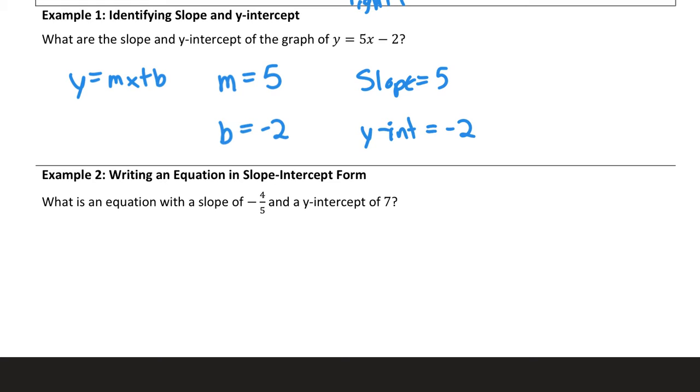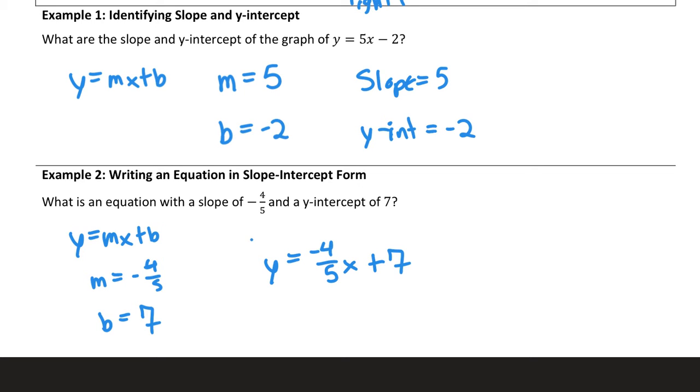For example 2, asking the same type of question, but just having you flip the question around. To write this in y equals mx plus b form, understanding if the slope is negative 4/5, that makes m negative 4/5. That makes b positive 7. So my equation is y equals negative 4/5 x plus 7. That is my answer to this question. So understanding where the slope goes, where the y-intercept goes, we have to have a working definition of slope-intercept form before we can graph in slope-intercept form.